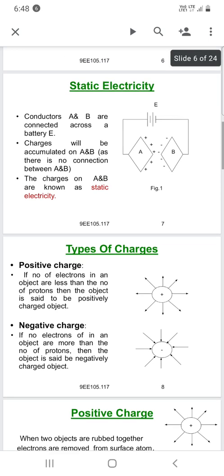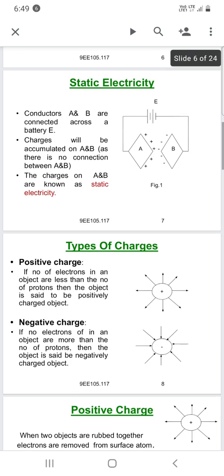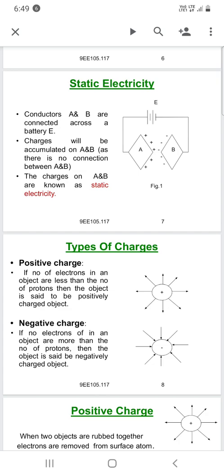Why is this charge accumulated? Here there is no electrical connection between conductors A and B. There is no closed loop; the circuit is open. So the charges on A and B are known as static electricity.